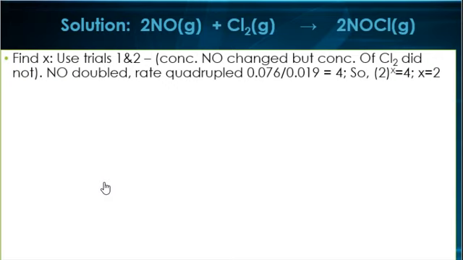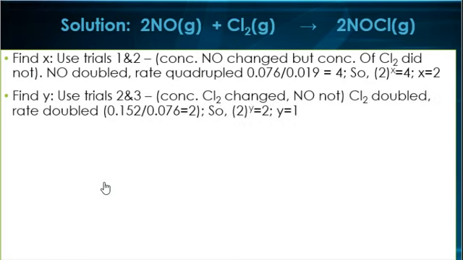The concentration of NO changed, but the concentration of Cl did not. NO doubled, the rate quadrupled, so it equals 4. So 2 to the X equals 4, so X equals 2. Finding Y, we're going to use trials 2 and 3. Concentration of Cl changed, NO did not. The Cl2 doubled, the rate doubled, therefore our Y is going to equal 1. Do we all understand that? We all see how we got that?